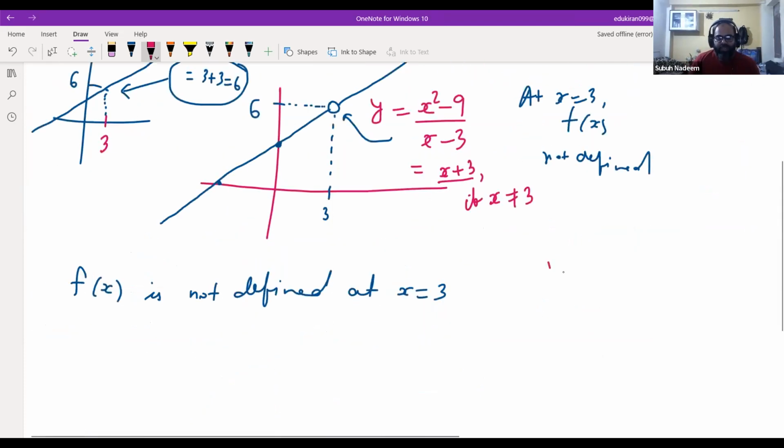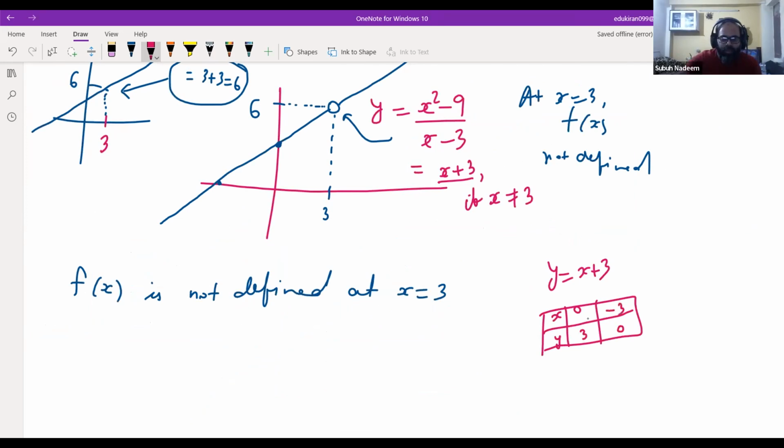Why is it a straight line? When we plot y is equal to x plus 3, how do we plot it? We just take values of x and y. We take x equal to 0, we get y equal to 3. We take y equal to 0, we get x is equal to minus 3. So we see that it is intersecting the x-axis at minus 3 comma 0, and the y-axis at 0 comma 3. So we draw a straight line. Here also, for x plus 3, we draw a straight line.